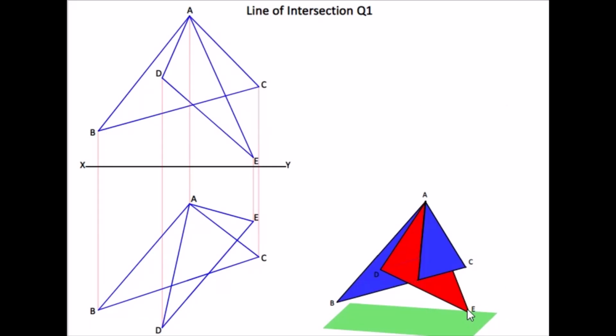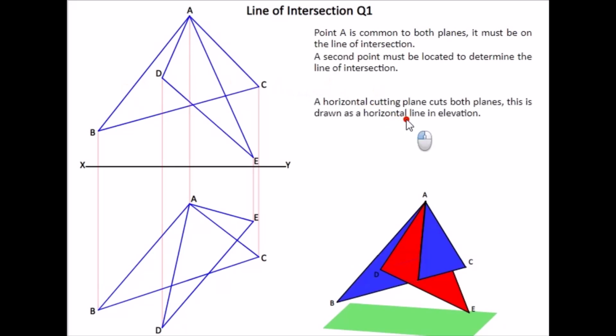Now in this question we are not given our line of intersection, so we need to find the line of intersection. So we have two laminas here, red and blue, and they share a common point. Point A is common to both triangles. Now in this question we need to find the line of intersection.